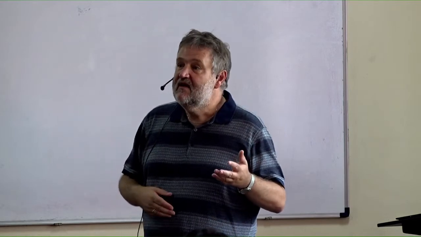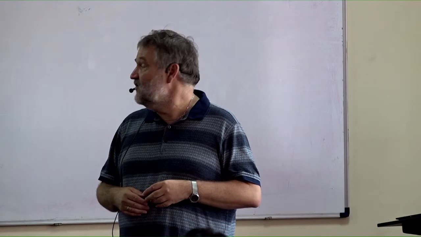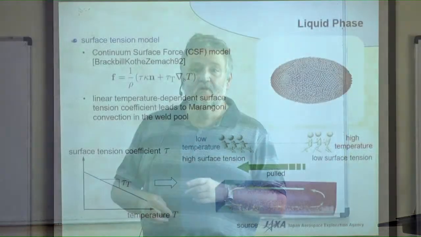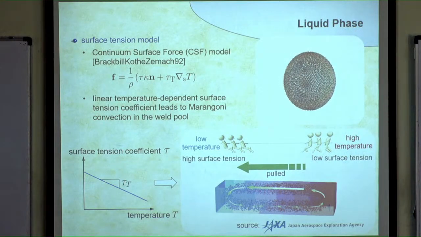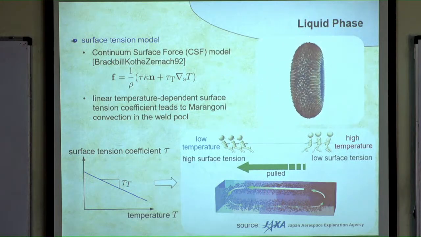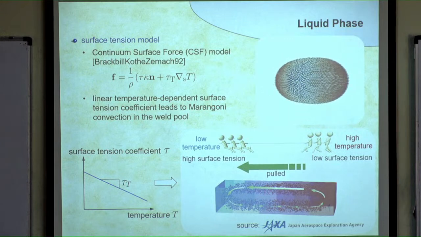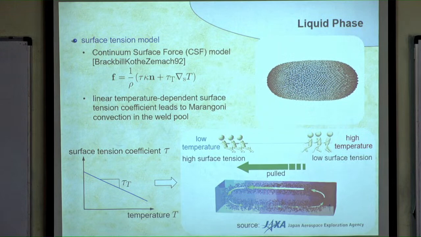And what was the reason of the motion? We had no idea. And then we went to our laser colleagues, who usually do experiments only, and they thought, oh, this is beautiful, this is Marangoni convection. The thing responsible for Marangoni convection is a temperature-dependent surface tension coefficient. So this is a physical effect. This is not a mistake in the simulation, this is a physical effect. And the nice thing is, basically particles with high temperature are dragged to an area of low temperature, and this gives the motion in the weld pool.